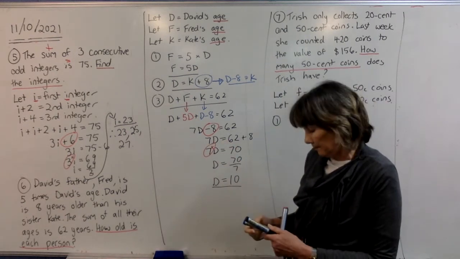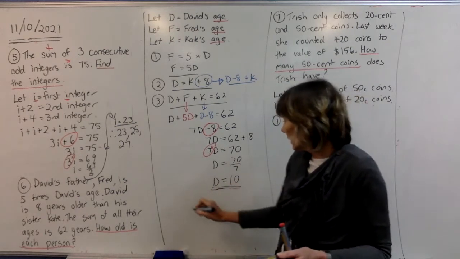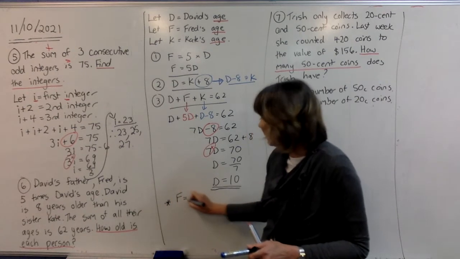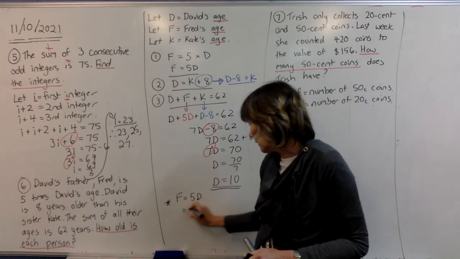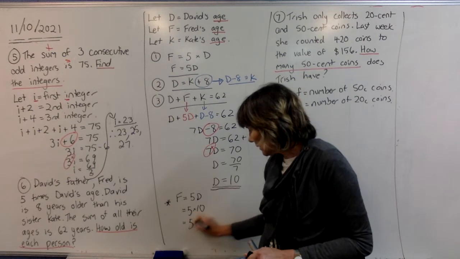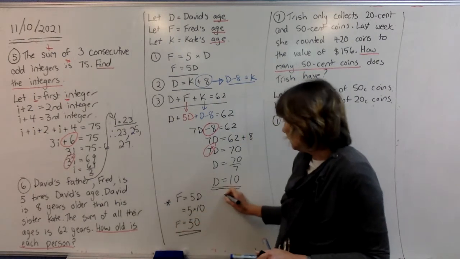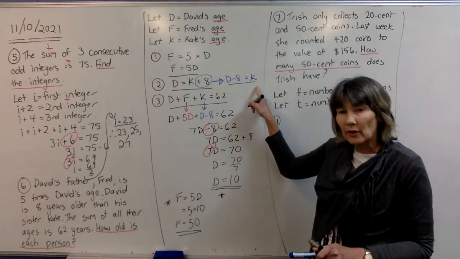All right, now, that's one of them. We've now got to find the other people's ages. So we've got to go back now and find out how old Fred is. Now, F equals 5D, so we can put this straight in there. And Fred turns out to be 50 years old. And the other one we've got is Kate. And we can use this version of it here.